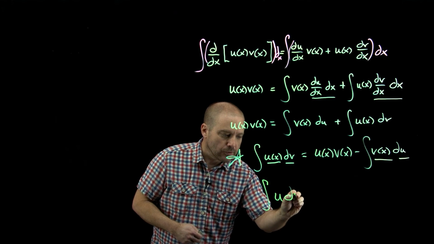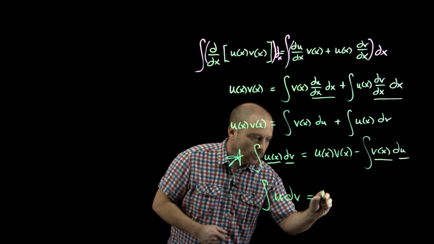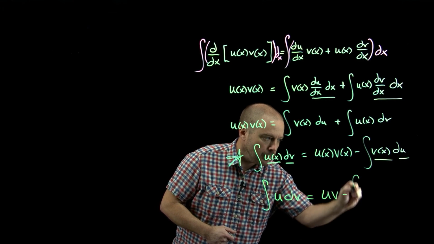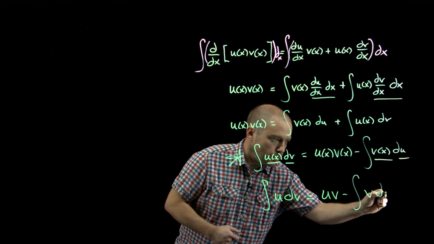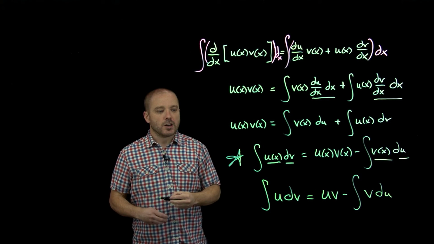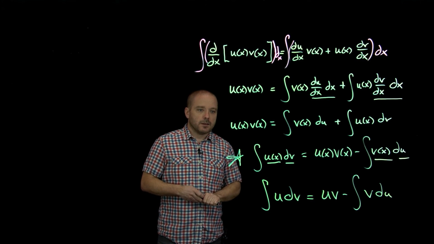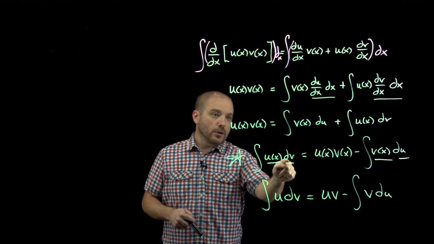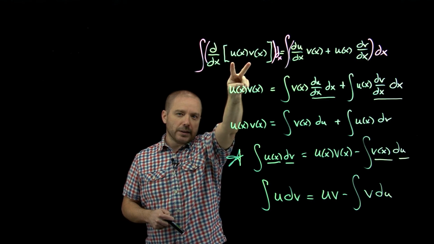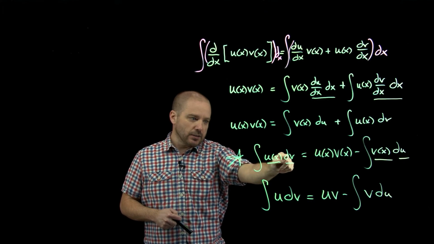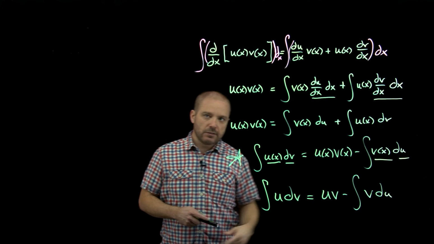Now, as a shorthand, you'll often see this just written as the integral of u dv equals u times v minus the integral of v du, just dropping the function notation there. But it's important to remember where these are coming from. We started with this idea of a product of two functions. These du's and dv's are differentials.